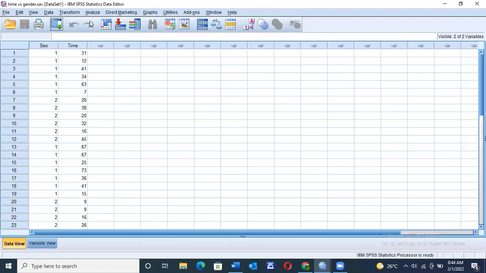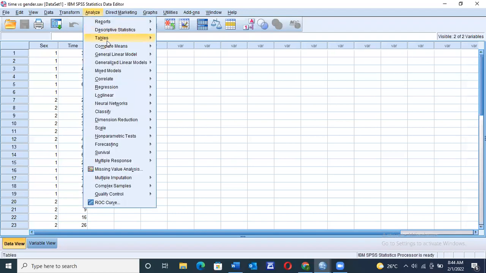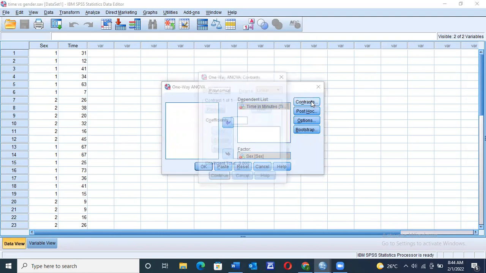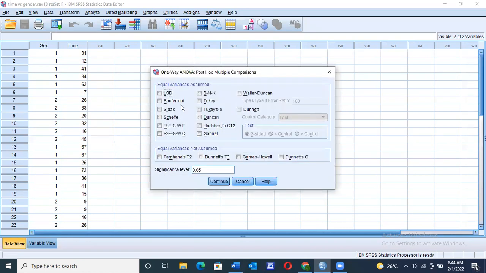If you want to conduct this analysis, you simply click on Analyze, then Compare Means, then One-way ANOVA. You can take the independent variable as the factor, and the dependent variable comes into the dependent list. The contrast section, you can always leave. On the post hoc, if you want to get good results, you can normally use the Bonferroni or the Tukey, and sometimes you can use the Scheffe for this particular analysis. That is if equal variances are assumed.